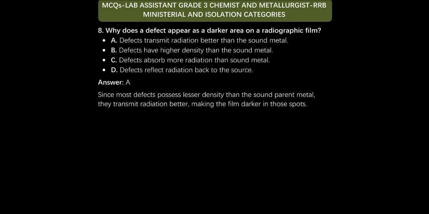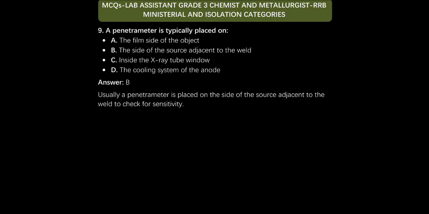Why does a defect appear as a darker area of a radiograph film? Option A. Defects transmit radiation better than the sound metal. A penetrometer is typically placed on option B, the side of the source adjacent to the weld.